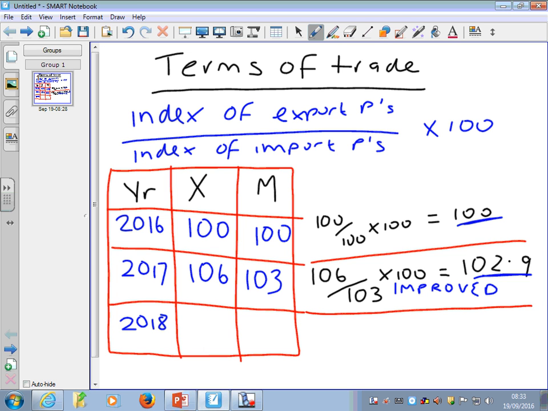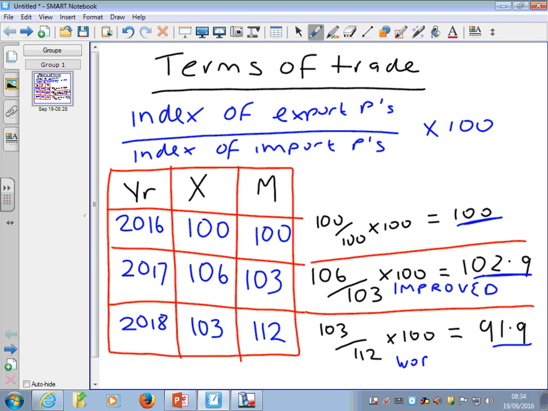Now, let's think about what could happen in the following year. Let's imagine that the index value for our exports fell back to 103, but the imports kept on climbing up to 112. Again, if I use the formula, so index of export price 103 divided by the index of import price 112, multiplied by 100, because I've already calculated this, so I'm not some kind of amazing mathematician here, I've got these numbers written down somewhere else. It will come to 91.9.